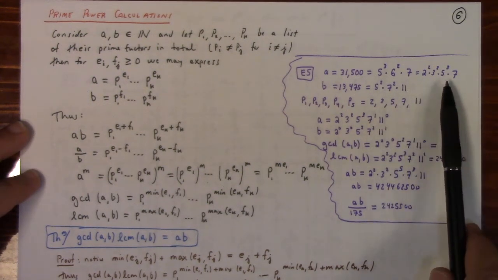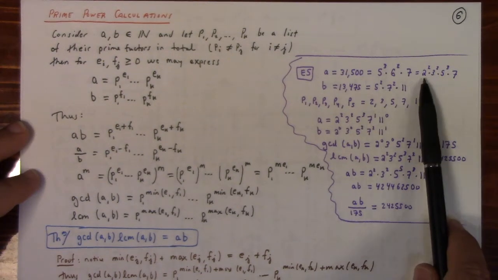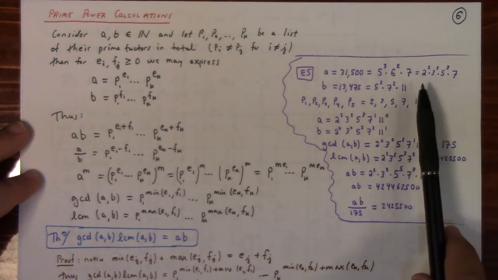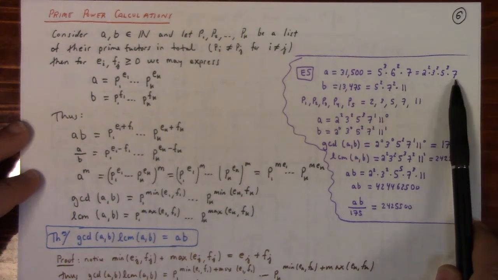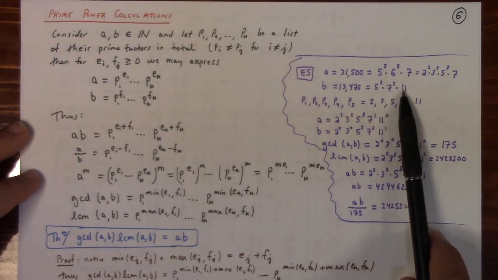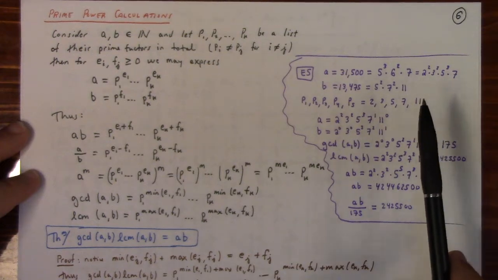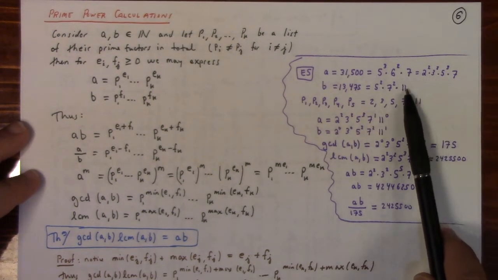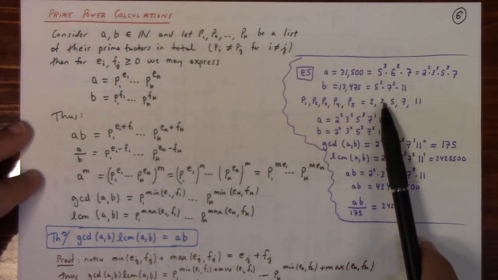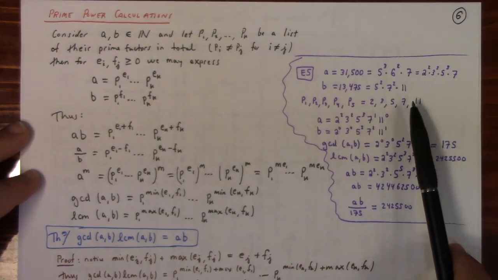Well, it's better to look at it this way. 2 squared, 3 squared, 5 cubed, 7. And 5 squared, 7 squared, 11. So this one is missing the 11, and that one is missing the 3. But if we take the list of distinct primes collectively, we've got 2, 3, 5, 7, and 11 for this a and b.